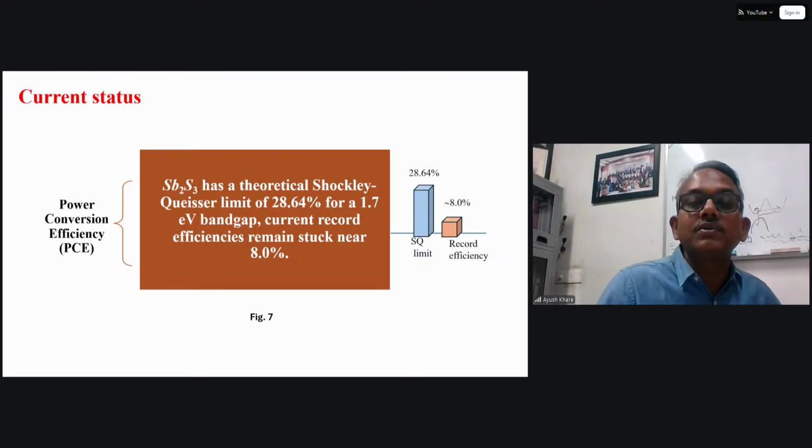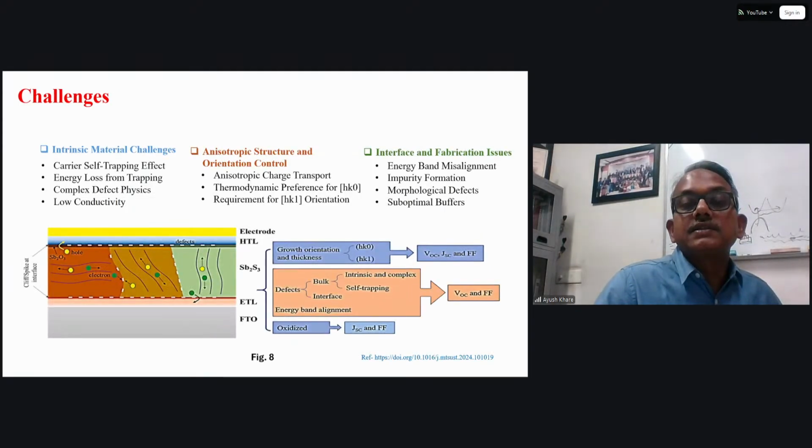So these cells have to travel a long distance to compete with contemporary solar cells like cadmium telluride, perovskite solar cells or silicon solar cells. What are the different challenges in getting efficiency beyond 25%? There are certain intrinsic material challenges. Carrier self-trapping effects are there, energy losses are there, defect physics is also there. While doping materials, certain unwanted impurities are also added to the materials. So we have to take care of their low conductivity.